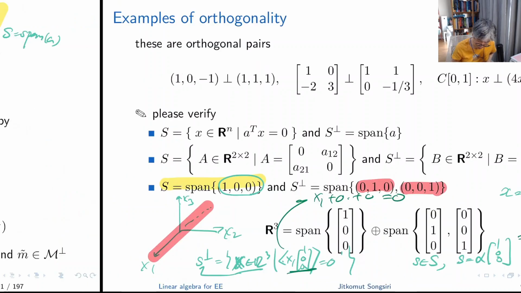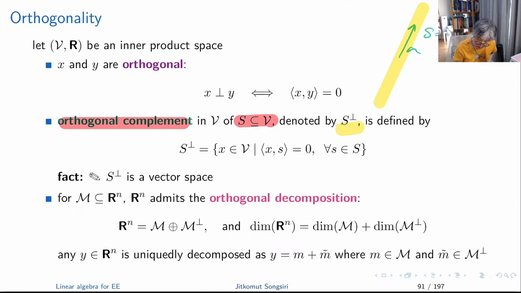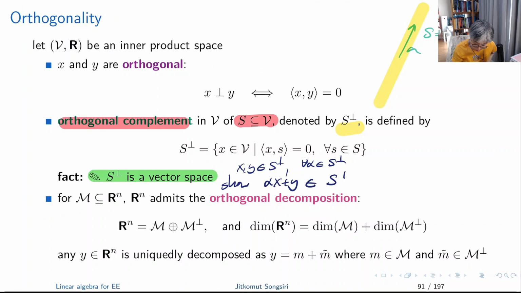So, okay, by this example, it's a nice exercise to show that S-perp is a vector space. In order for you to show that, remember the concept of vector space. You must show that if you pick any x and y in S-perp and any scalar alpha, a vector space must have the property of being closed under addition and closed under scalar multiplication. So you need to show that alpha x plus y also belongs to S-perp. I hope it's not hard to show this.